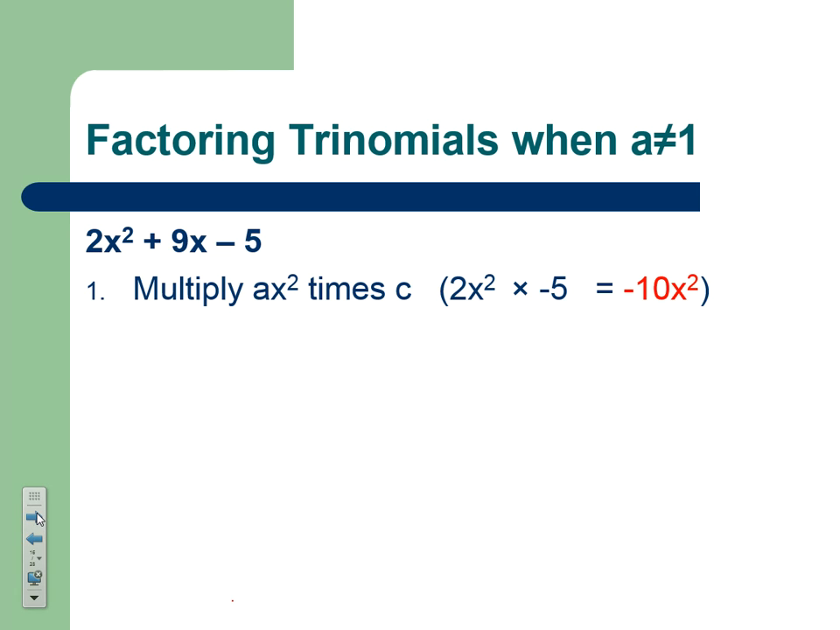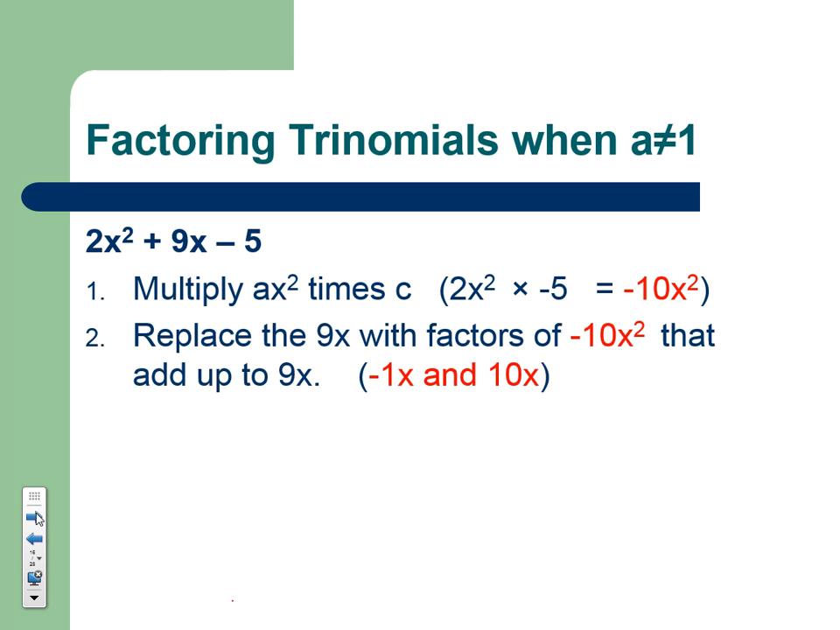So when we are factoring trinomials when a is not equal to 1, the first thing we want to do is multiply ax squared times c. In this case, our ax squared term is 2x squared, and our c term is negative 5. So we will multiply 2x squared times negative 5, and the product is negative 10x squared.